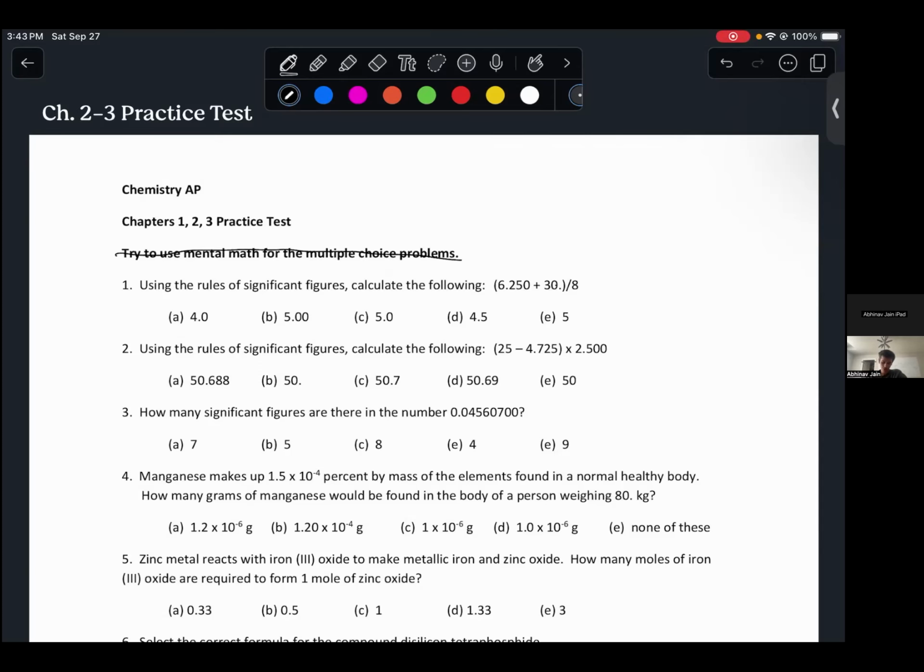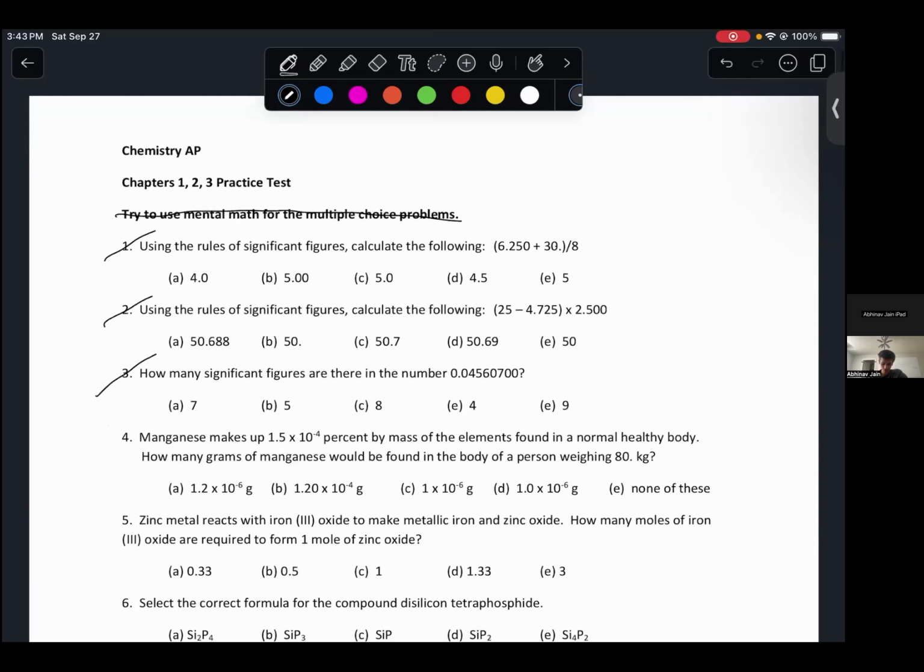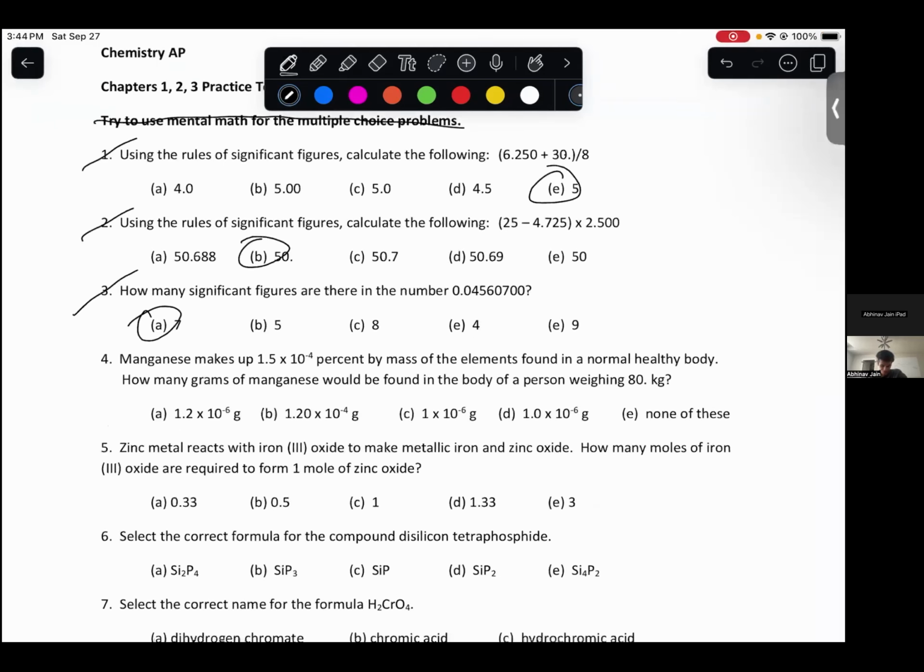I'm not gonna go through these first three problems. They're just sig figs. Let's really start with number four. Obviously, the answer to this is E, B, and then A. But let's start with number four.